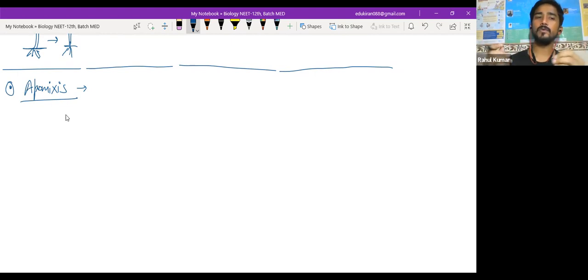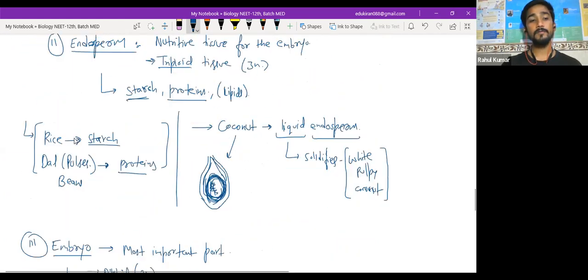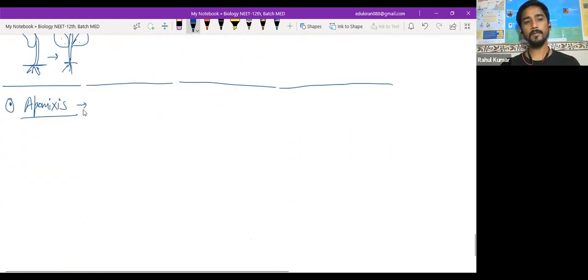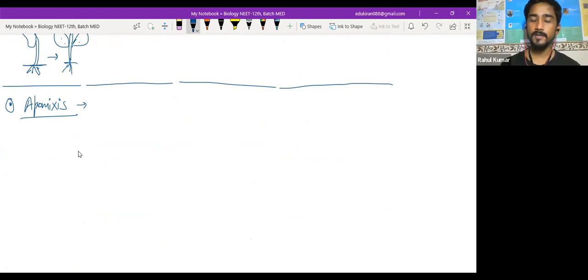In short, if I tell you in one tagline, remember I told you that we have not discussed fruit yet. Let me take apomixis here because it's about seed. So a seed can only be formed after sexual reproduction. Say yes or no? Yes. Apomixis is an exception to that process. In one tagline, apomixis is seed produced without sexual reproduction. Now, does it make sense that a seed can be produced without sexual reproduction?